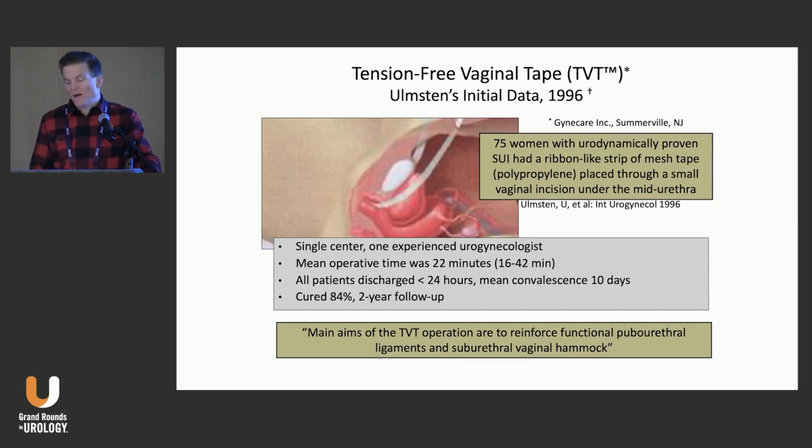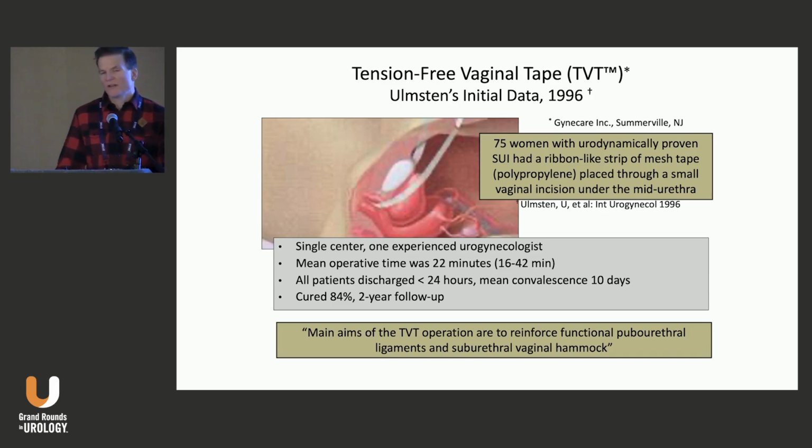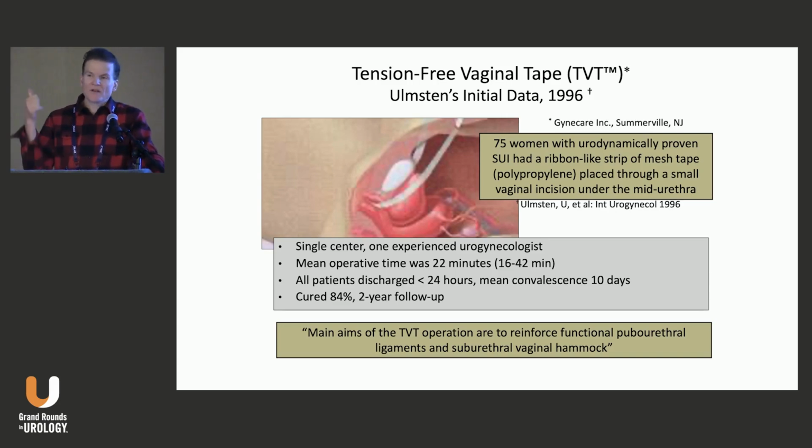The TVT device has been used since 1996. Ulf Ulmsten is the inventor. And why this got so wildly popular is it was just as effective in what he called ordinary urogynecology units as it was at the academic centers and tertiary centers. And so this was a procedure that traveled. Why did it travel? Safe, fast, easy, reproducible, right? So that's what you need when you need a procedure for the masses, right?